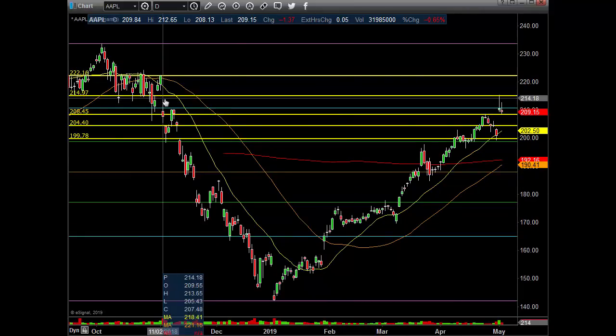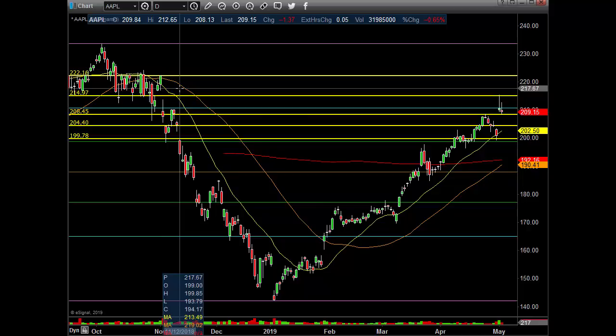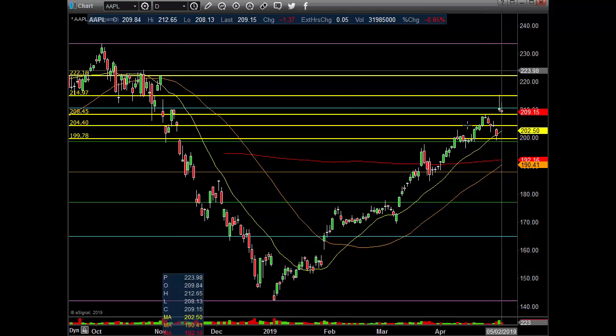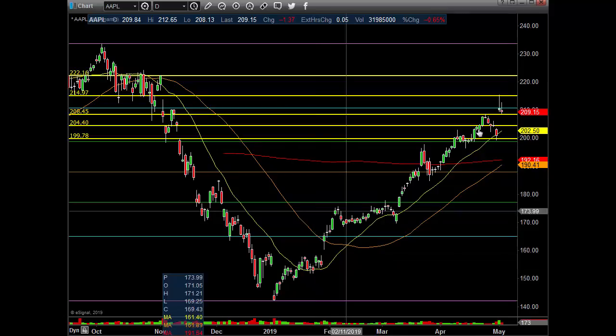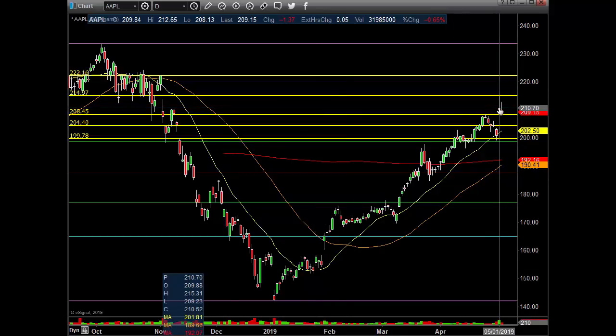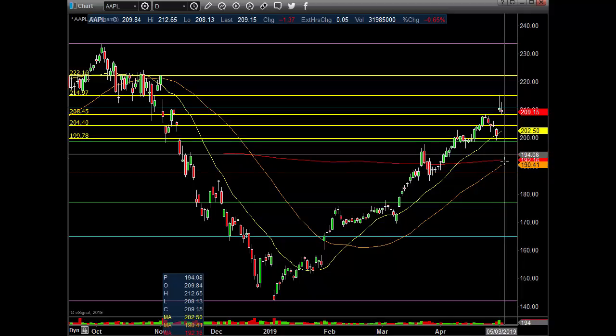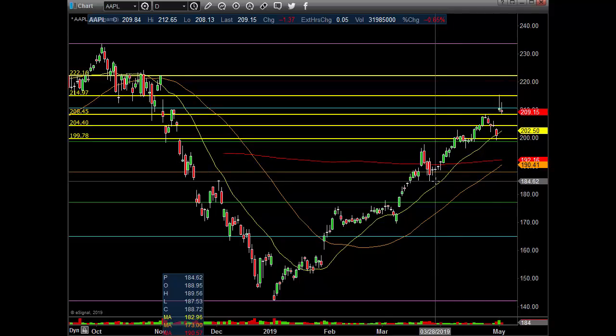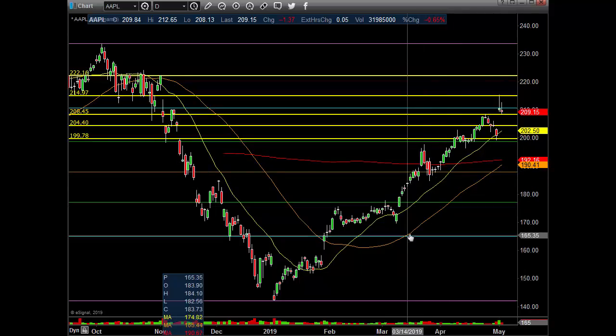So 215 is really your area. If it gets through there, you've got to get a close above there and keep going, guys. All right, we get to 222, 225-ish area, then you're looking to take some profits. And I don't care, if you're in this thing from 170, 160, and you're not taking profits already, you deserve to get your ass kicked. Period. So if it does not hold the 200 area, then we'll probably be going down here, guys. If it doesn't hold the MAs, it starts sliding. It gets below this pivot here around 185-ish area, then we're going to start filling gaps.